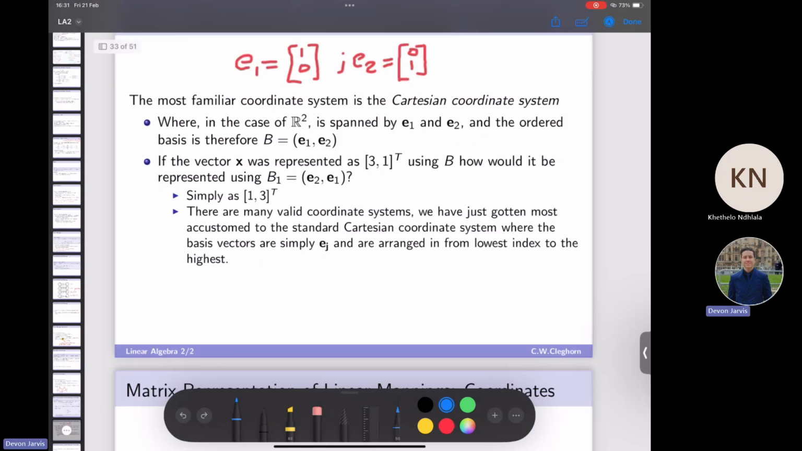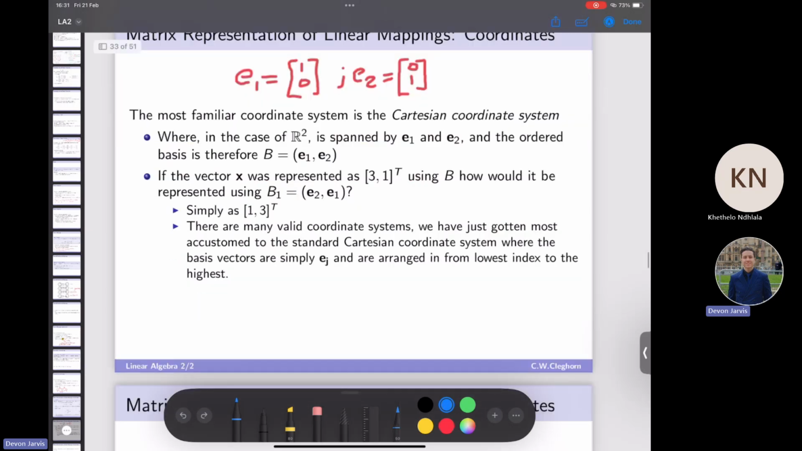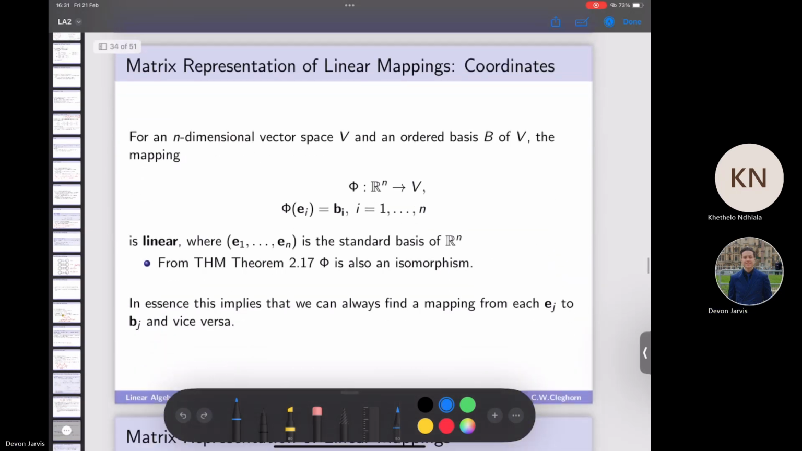Okay, there are many valid coordinate systems. We have just gotten most accustomed to the standard Cartesian coordinate system, where the basis vectors are simply axis-aligned bases of the ambient space. It's nice dealing with zeros. That's pretty much the only reason we really care about this representation. Okay.